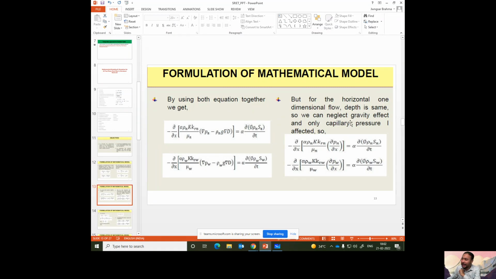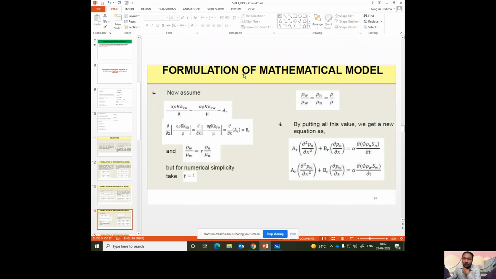So we can neglect the gravity effect. The value of gravity can be neglected, and only capillary pressure is affected. So this equation has come here, right, and these equations have come here. It is for the non-wetting phase, it is for the wetting phase. Okay, after coming here, we are still on the formulation of the mathematical model.